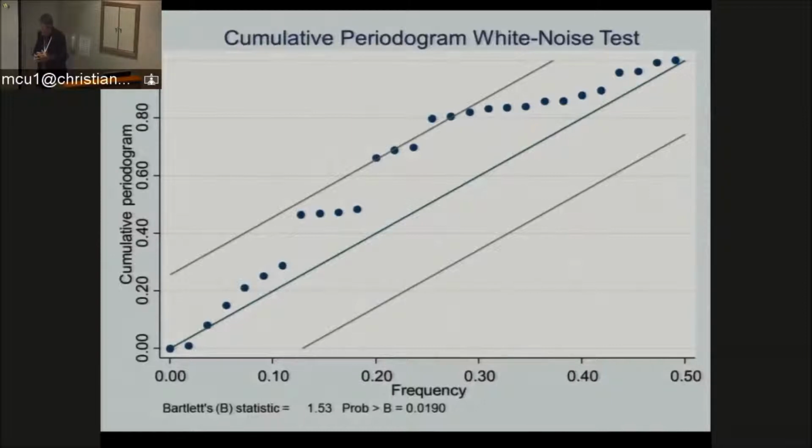Well, there's a number of tests you can do, and this is one of them. Basically the bottom line here is that the test statistic is significant. So that means that no, it's not just white noise. I have to do something to eliminate that. There's trend, there's seasonality, there's cycles, whatever.